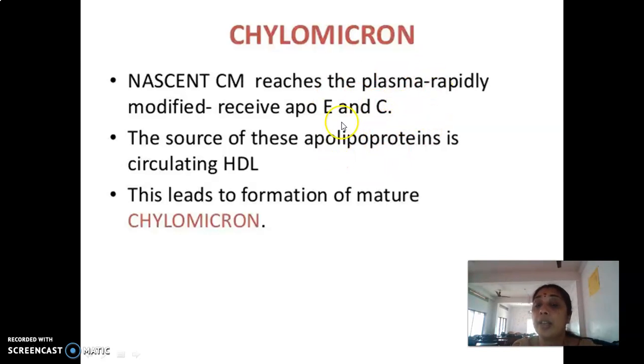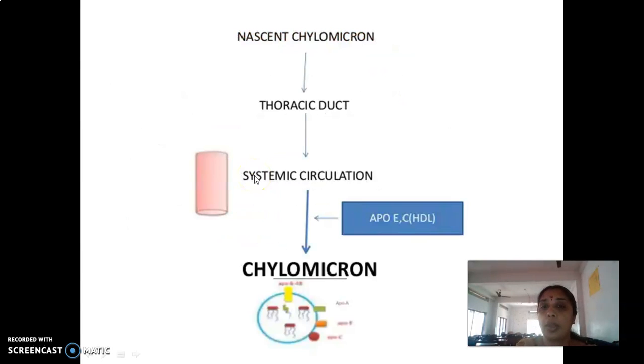So from where do ApoE and ApoC come? It's coming from the HDL. So it is in the plasma that ApoE and ApoC get attached onto the nascent chylomicron, resulting in mature chylomicron. See, the nascent chylomicron reaches the thoracic duct, then the systemic circulation, and when it enters the systemic circulation, what happens? ApoE and ApoC from the HDL get attached. See, ApoB48 is there, ApoA, ApoE, and ApoC.